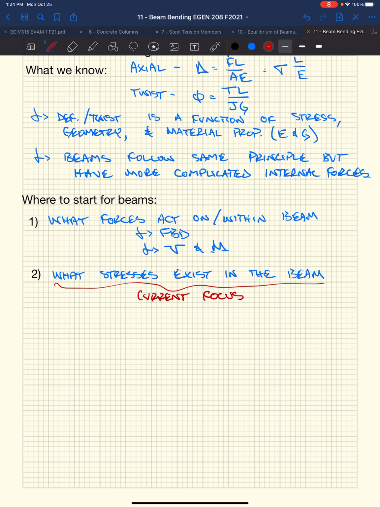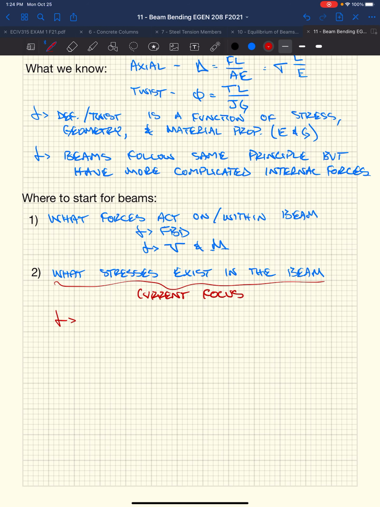Because unlike axial load, right, with an applied axial force, we get one internal force, right? For torsion, one external applied force, we get one internal applied force, right? Torque. For beams, you apply a transverse load. Now we have shear and moment that's acting on the inside of our beam. Okay? And so those create the stresses all themselves. Okay? So what stresses exist in the beam?